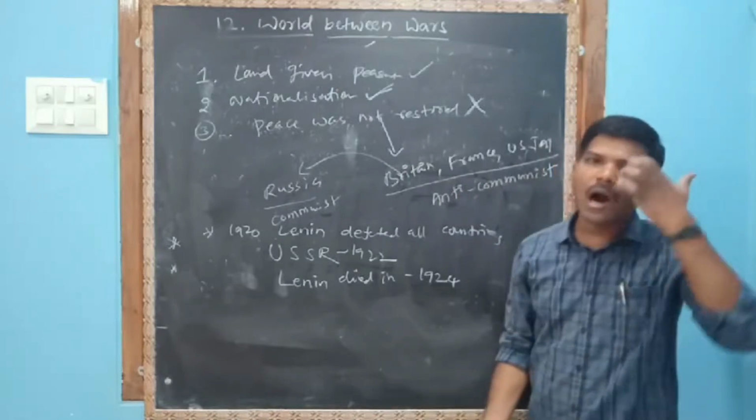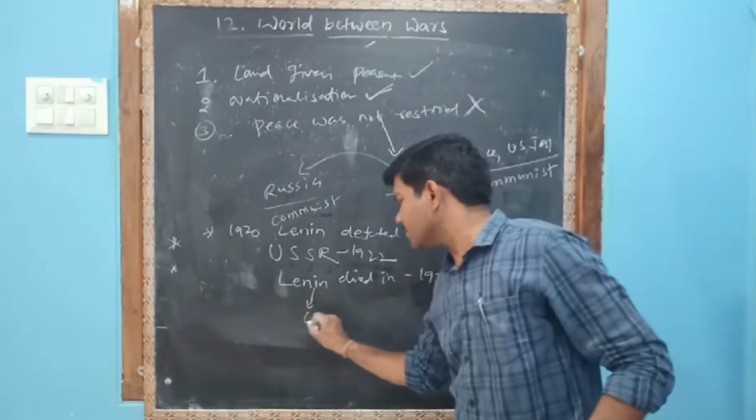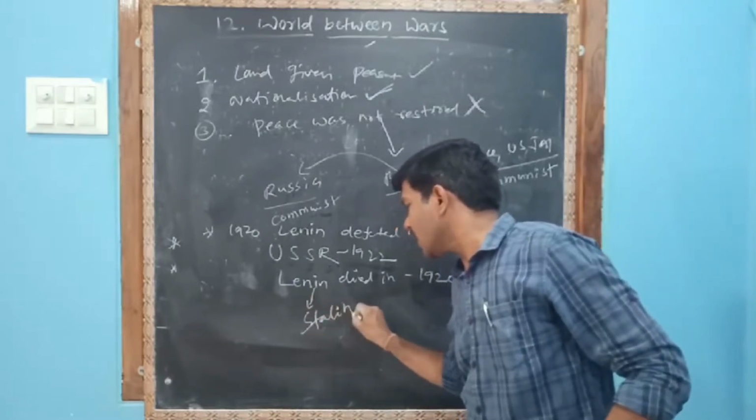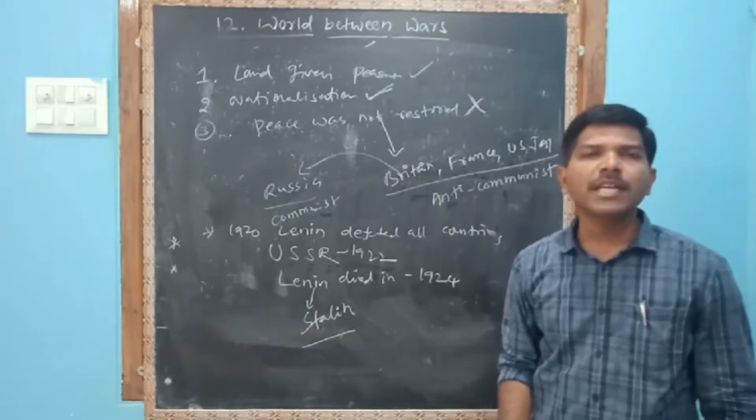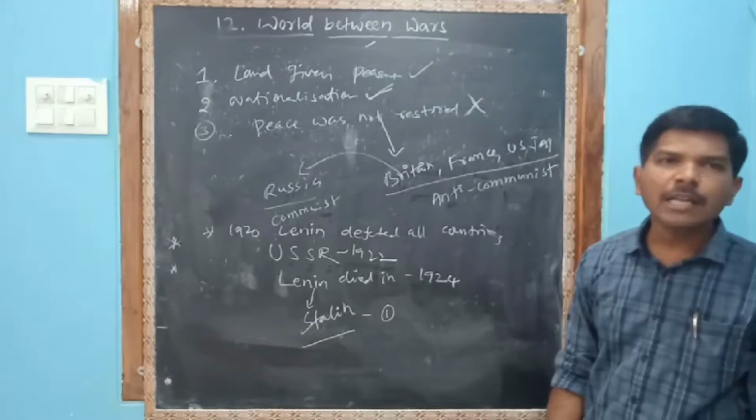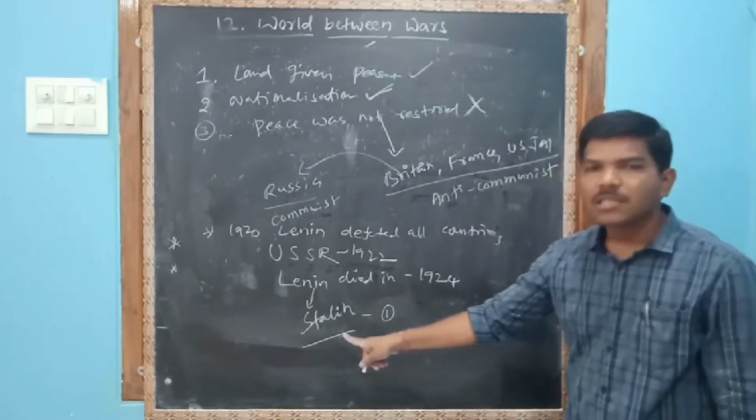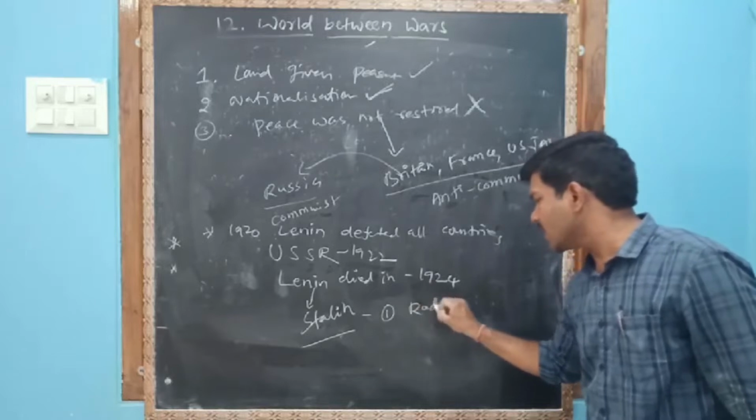After Lenin, Stalin came. When Stalin came, he introduced two policies. Stalin introduced a twin policy. First one is rapid industrialization.